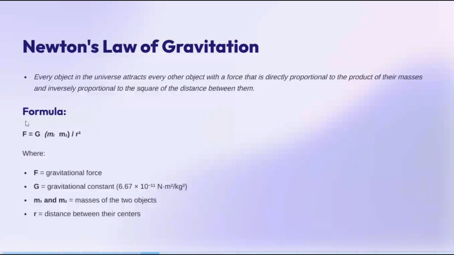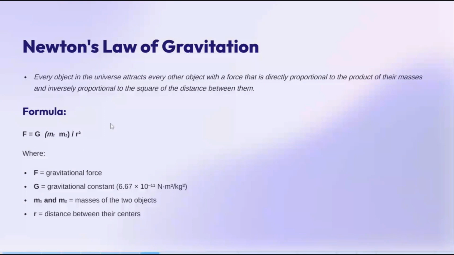So this law is simply represented here. Every object in the universe attracts every other object with a force, that is the force here, F, which is directly proportional to the product of both of their masses. So now we have object A and object B. The gravitational pull that object A would exert on object B would be proportional to the product of their masses, both object A and object B, and inversely proportional to the square of the distance between object A and object B. So that's what Newton's law of gravity states.